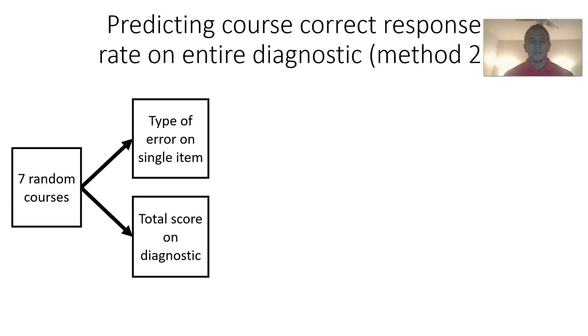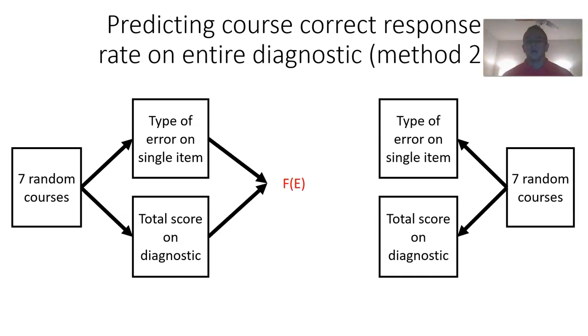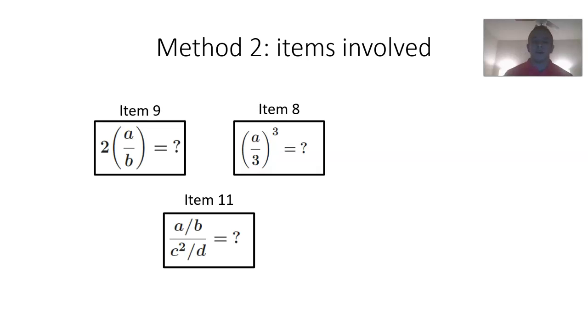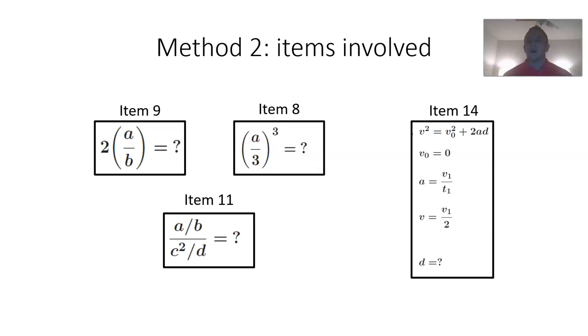Here's another method. We do the same sort of analysis, except we look at the single item and then we look at the type of error that the student made on the problem. That's our model. I'll get into detail on what type of error means and what problem I'm talking about, but this also predicts total score on the diagnostic. The items involved are items 8, 9, and 11, which are just symbolic fraction problems, and item 14, which is solve for D. You have to manipulate these symbols. I should mention that 8, 9, and 11 are essential parts of item 14. In order to solve item 14, you really need to know 8, 9, and 11.